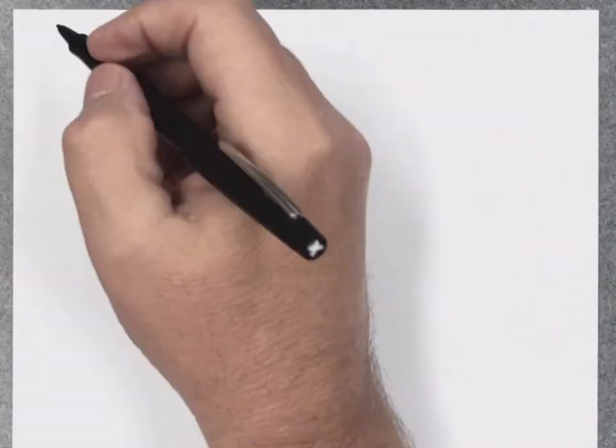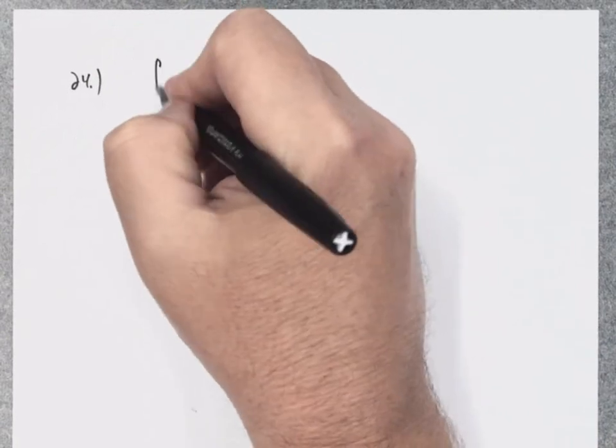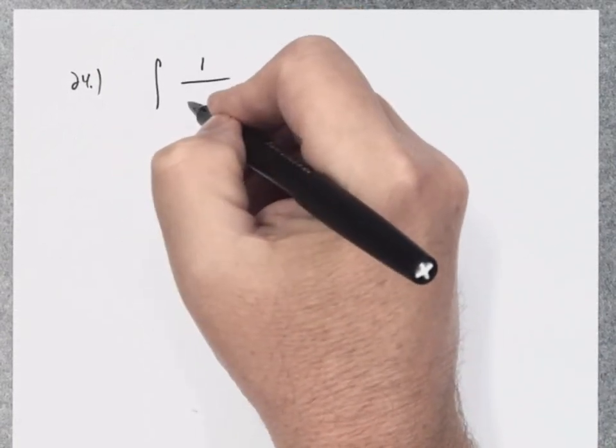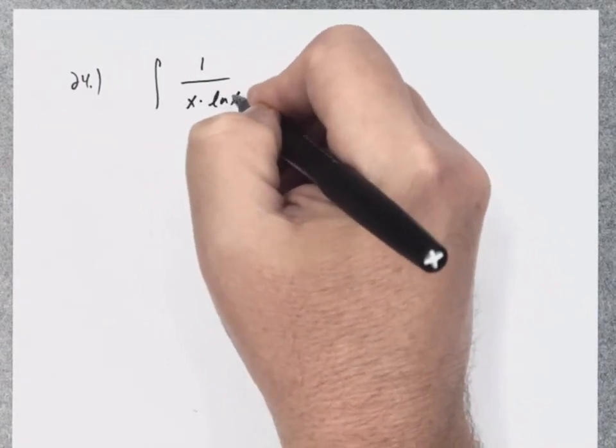All right, maybe 1 or 2 more. Let's see what I've planned. So here's 24. The integral of 1 over x times natural log of x.